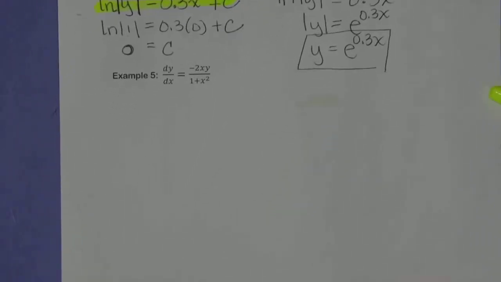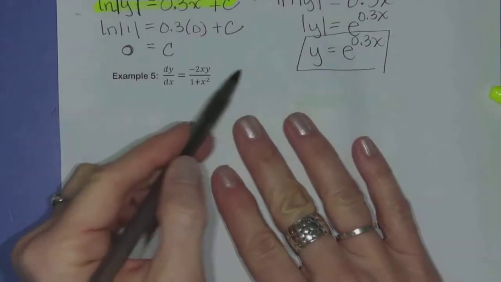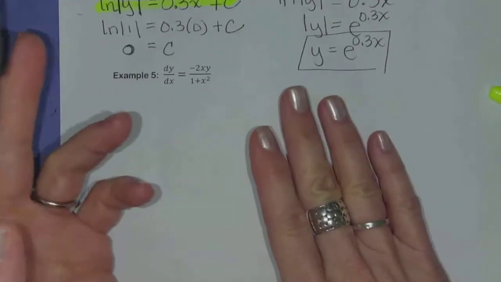Okay, last example, example 5. dy dx equals this quotient. There's no condition, so I'm going to leave my c as a c.